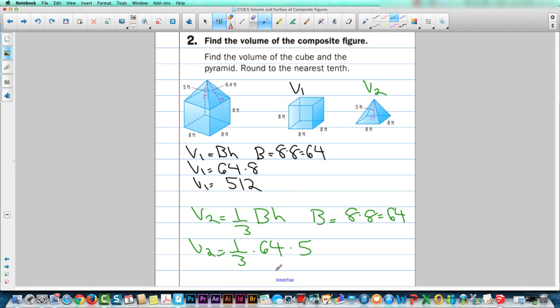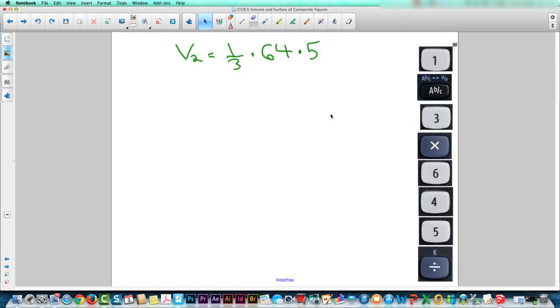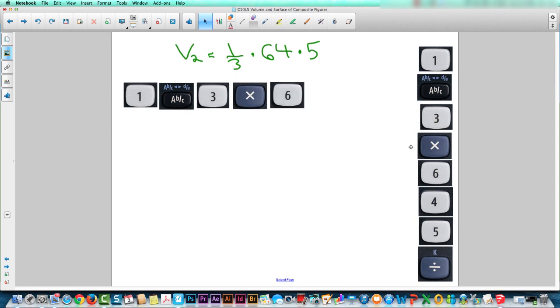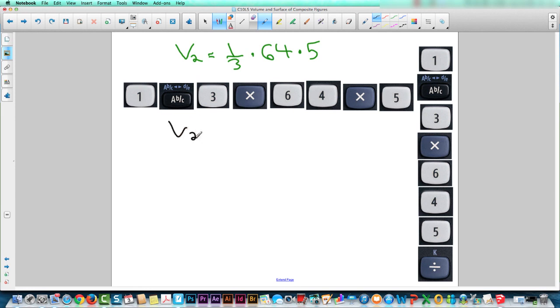Then you would use your calculator to type this in, and there are two ways you could do it, and I'm going to show you on the next page. The first way I'm going to do it is to use the fraction key. So I have 1/3, so I would type 1 in the calculator. Fraction bar I would use the ABC key for, then the 3, then the multiplication symbol, then times 64, then times 5, and that's how it's entered on the calculator. And that's going to give me 106.6666 forever.